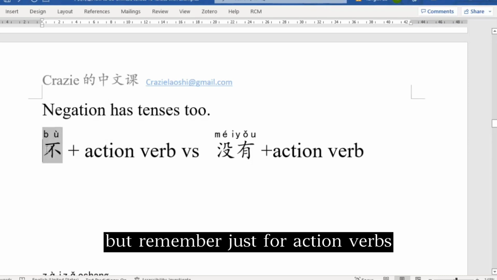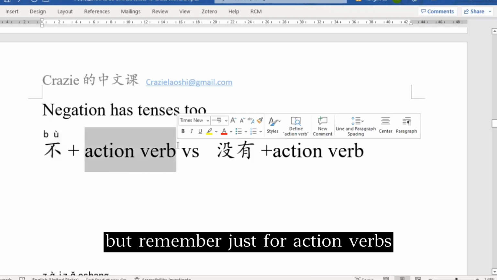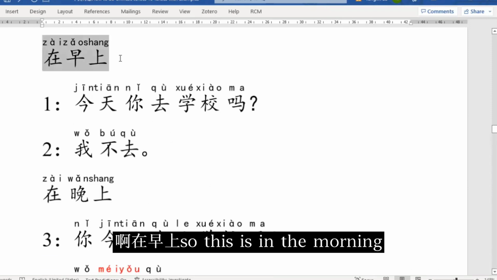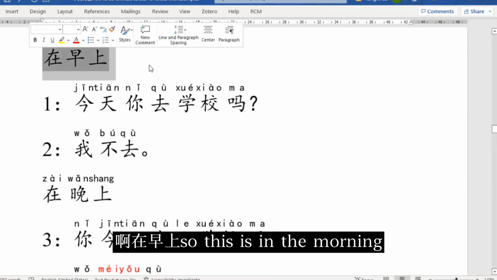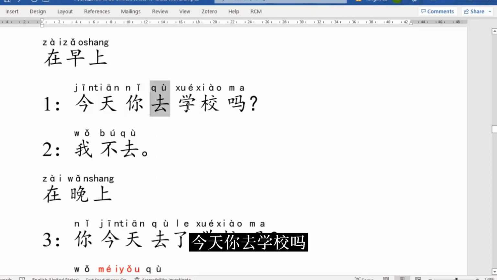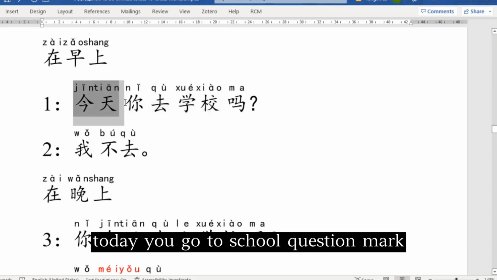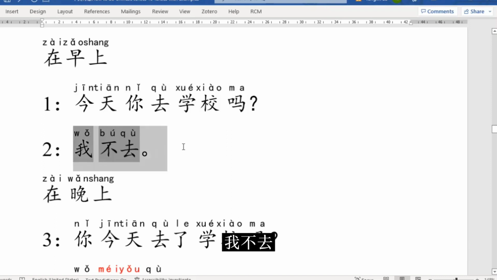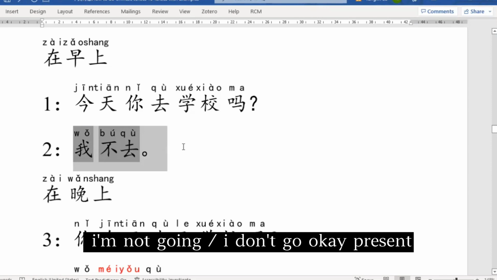But remember, just for action verbs. Let's look at them in an example. 在早上. So this is in the morning. 今天你去学校吗? Today, you go to school? Question mark? Are you going to school today? 我不去. I'm not going. I don't go.